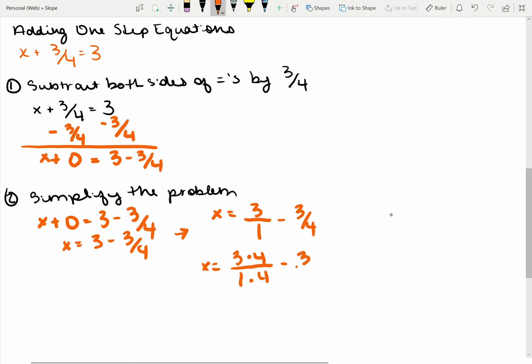And then from there, I need to simplify. So I have 3 times 4, which is 12 over 4 minus 3/4. And so now we can subtract since we have a common denominator. So we have 12 minus 3, which gives us 9 over 4. And therefore, x is equal to 9 over 4.